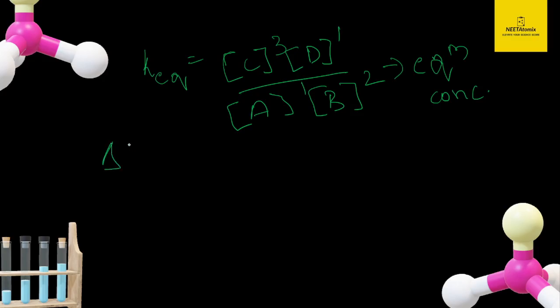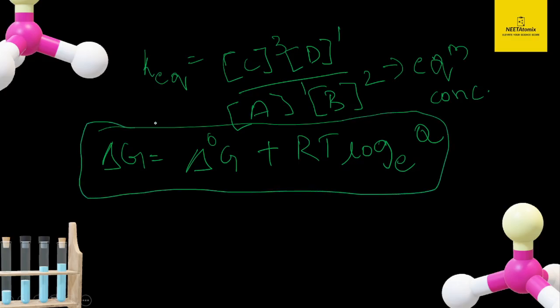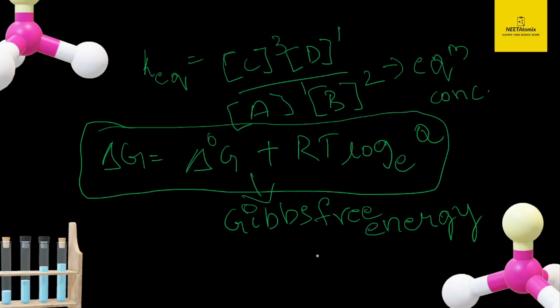Now the delta G is given by delta G naught plus RT log Q to the base e. This is one of the most important relations that you frequently use in the problems. So this is the relation between Gibbs free energy and Q, which is the reaction quotient.